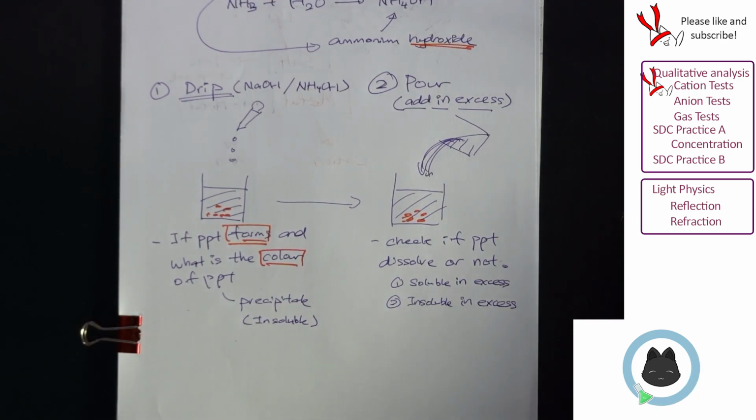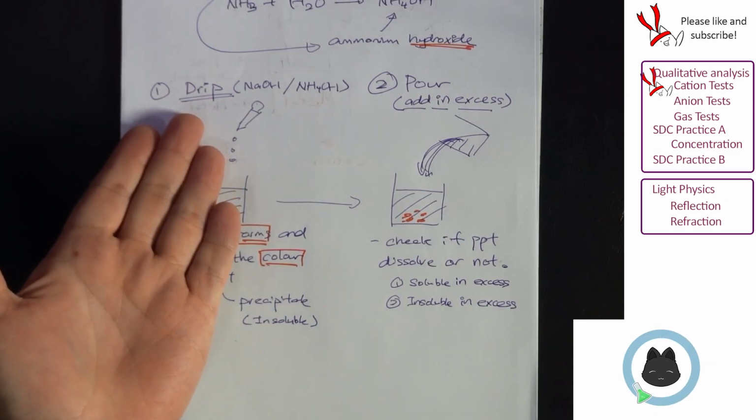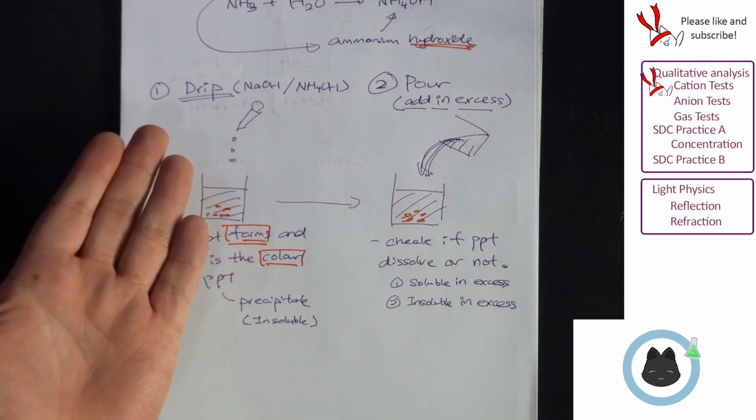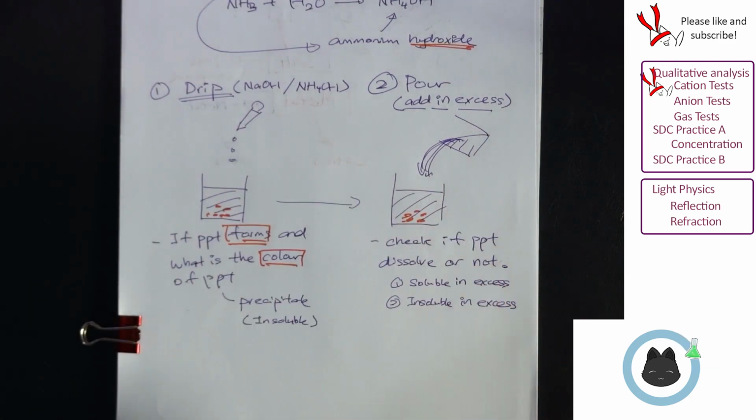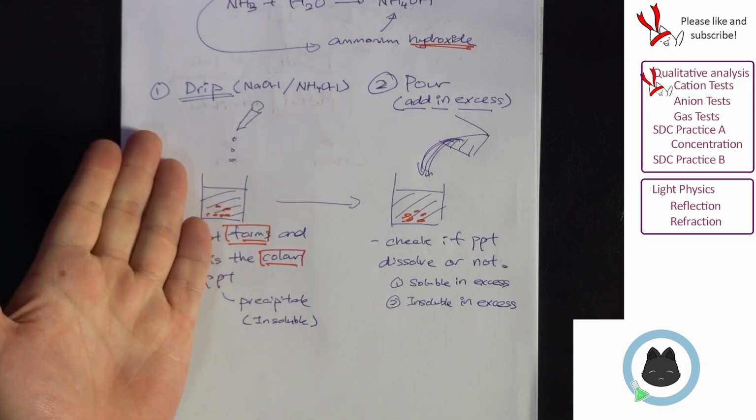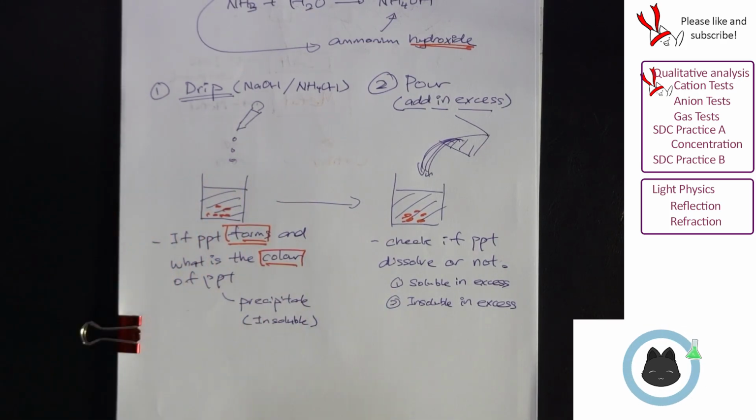So later on when we do the notes, I'm not going to write a lot of words. I'm going to focus on two things: one, the color of the precipitate formed; two, when it's added in excess, is it soluble or not? Because that's what we do in cation tests. You always do the dripping to see if PPT forms, and then you pour, add in excess, and see whether it's soluble.